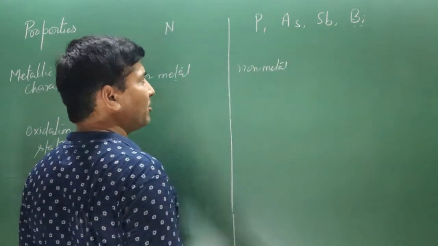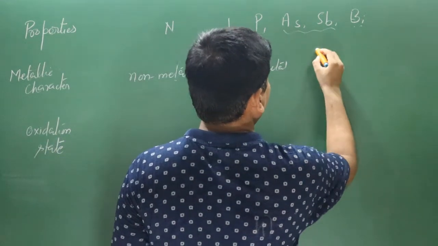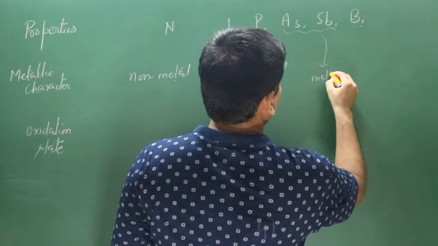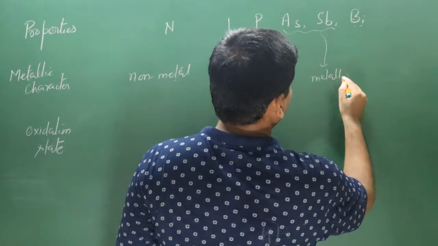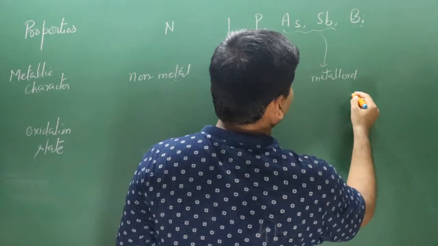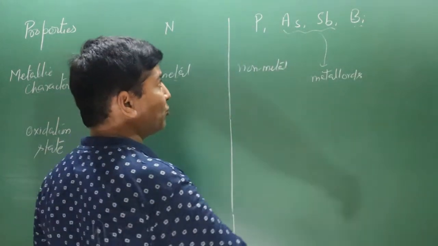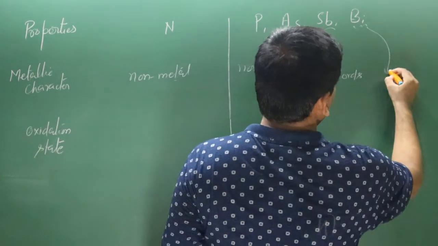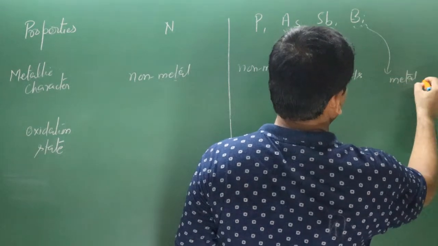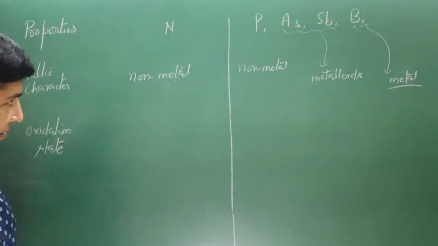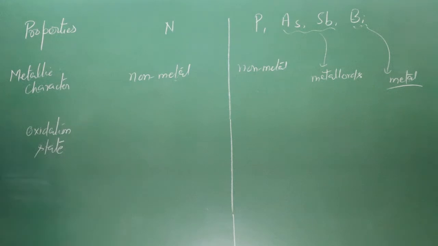Phosphorus is also a non-metal, but arsenic and antimony have metalloid character. Metalloids means they can show both metallic as well as non-metallic characters. But bismuth is a metal. It shows metallic characters. So you can see they are showing different properties.